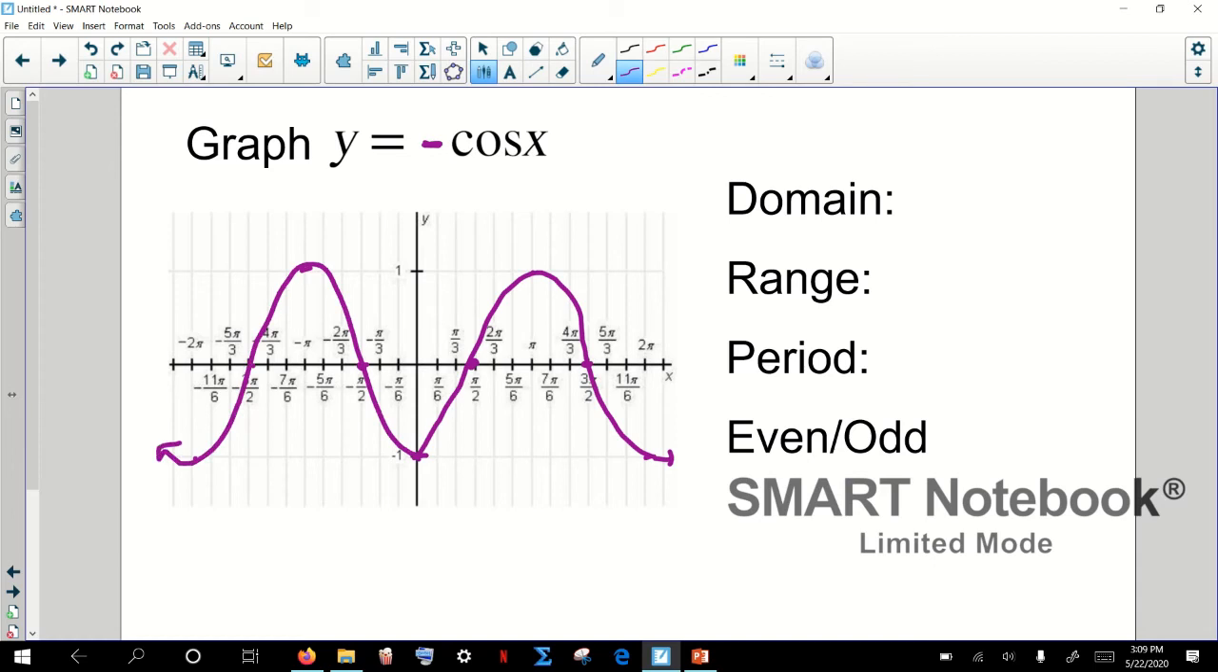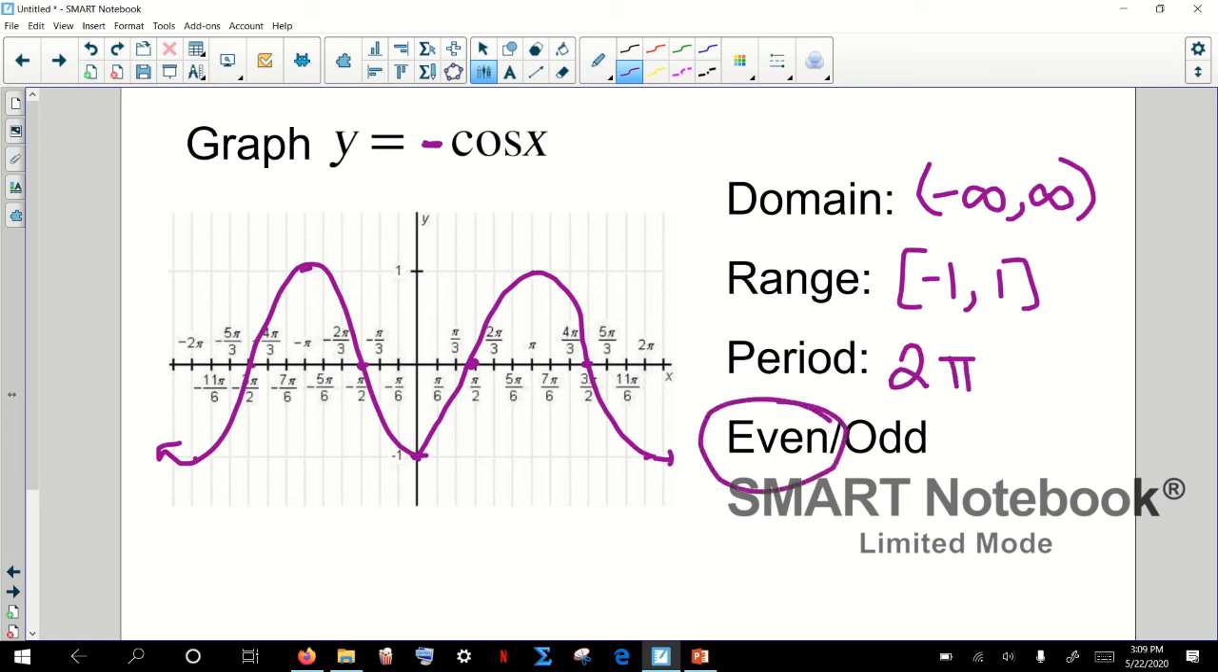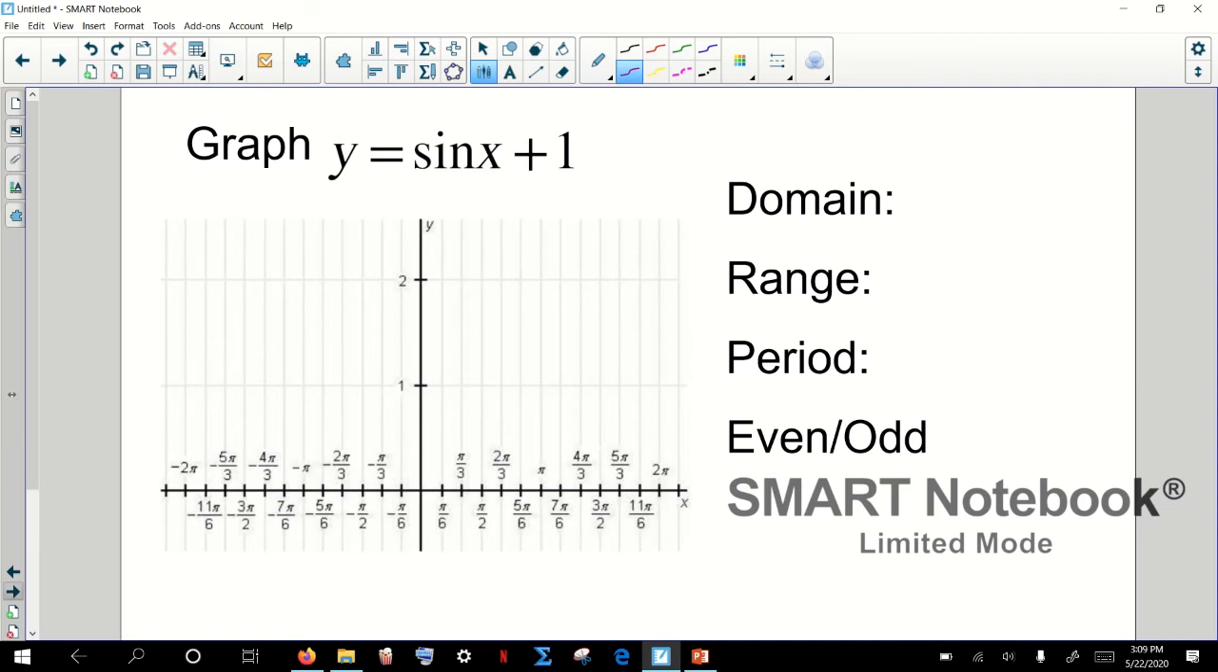Again, our domain is all real numbers. That is never going to change. Our range is back to negative 1, 1. Even though it starts at a different point, the range values are still the same. The period is again 2 pi, and then this is an even function. All right, one more example. We're going to graph sine of x plus 1.